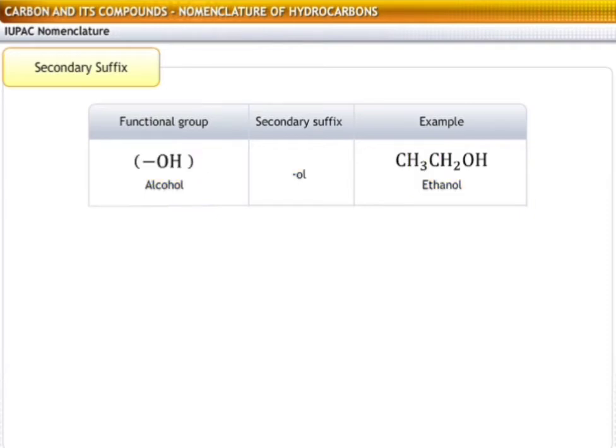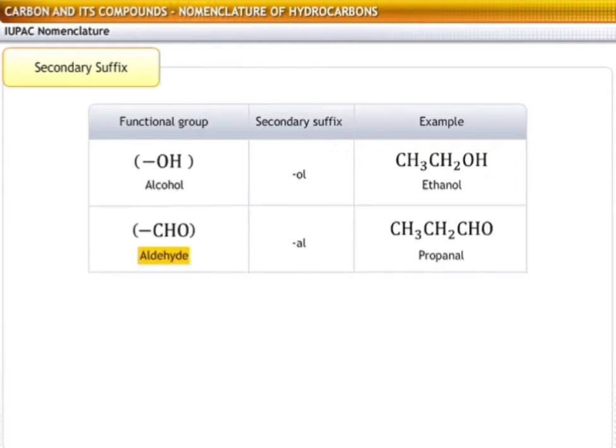Using the same set of rules, let's try to find out the IUPAC name of aldehyde. Take the example of a molecule of aldehyde. It contains 3 carbon atoms, so the root word should be prop. There are no double bonds between the carbon atoms in an aldehyde molecule. The aldehyde molecule is saturated, so the primary suffix should be "ane".